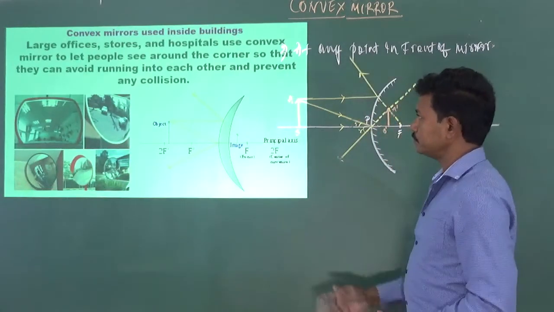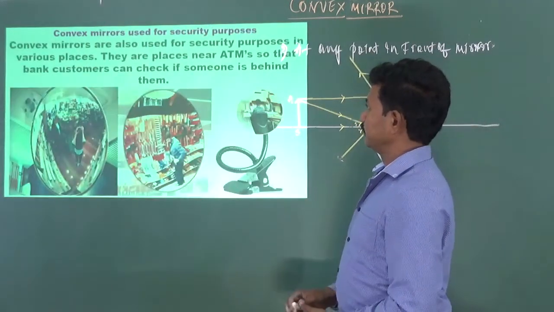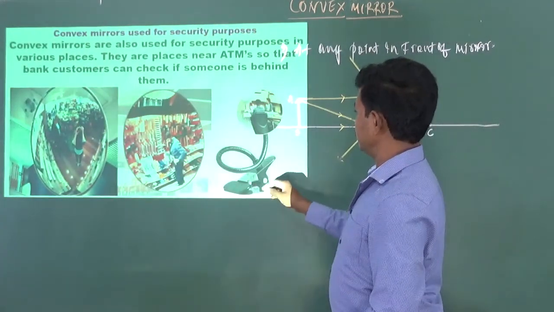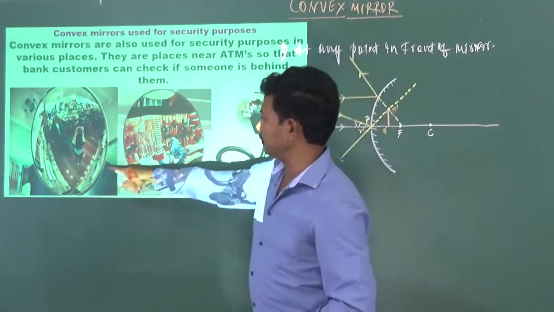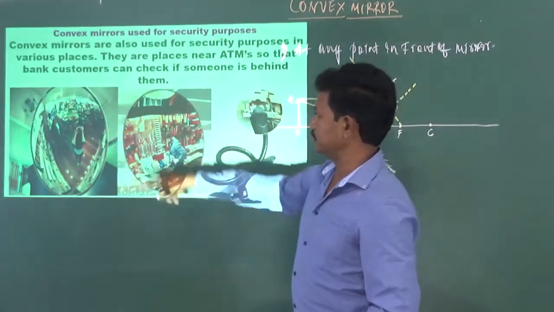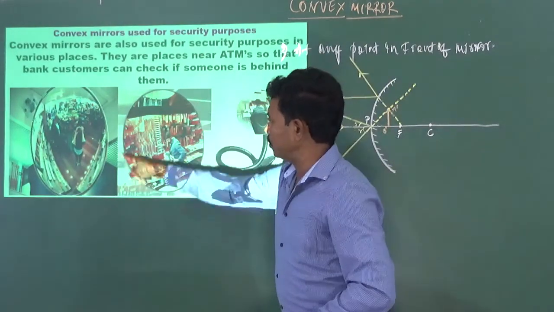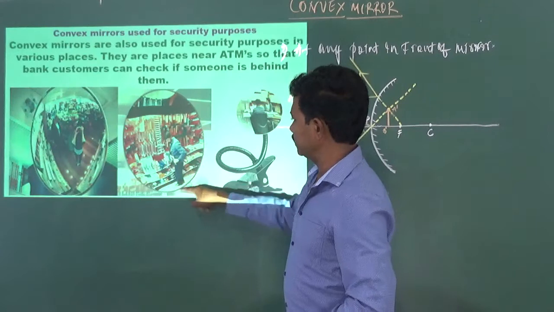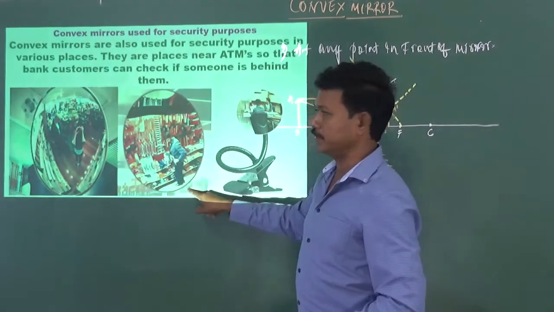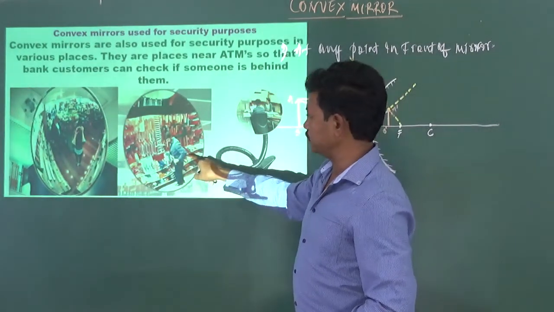Okay. Next one. So this is what I told you in malls. Here you can see this round one, that is a convex mirror. This is also a convex mirror. See the very large area, including the person. A very large area is being covered, which is diminished and virtual.